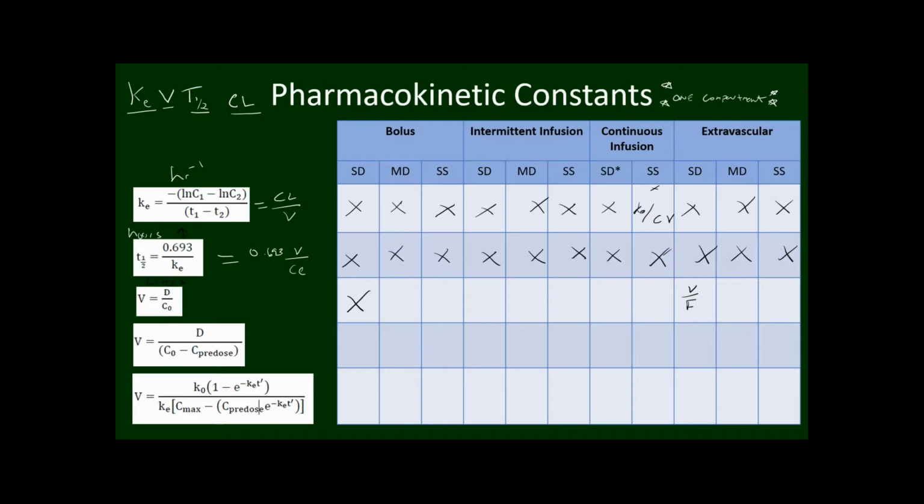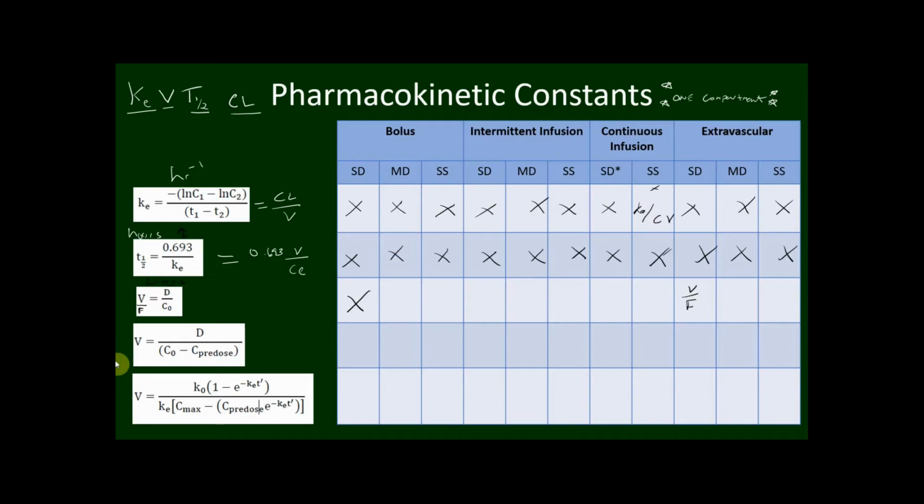So what does V over F mean here? It means that you have to incorporate the bioavailability factor. So that's how the equation would change here. So either you'd have to put the F up here, or you just have to write V over F equals whatever you are able to solve for.